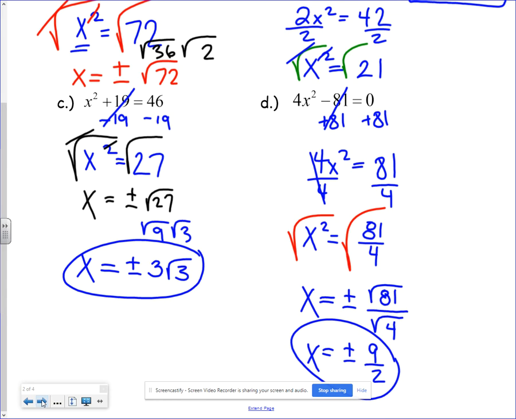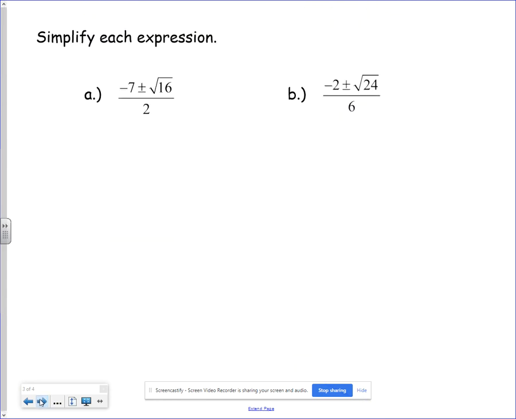Right, we're going to take it one more step a little further. Let's simplify these expressions. Alright? So let's do A first. On A, we got negative 7 plus or minus the square root of 16 over 2.